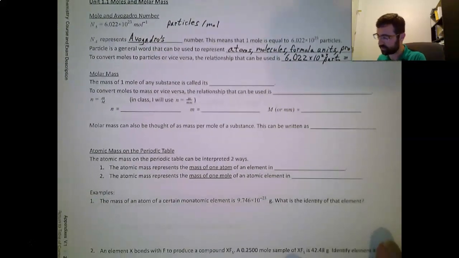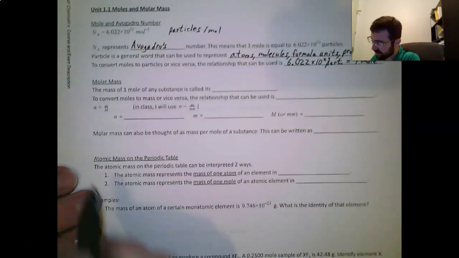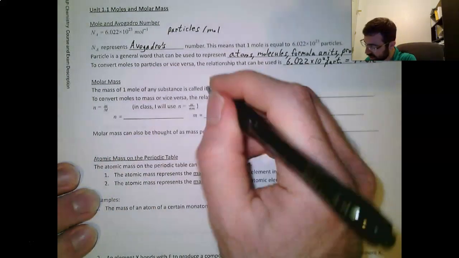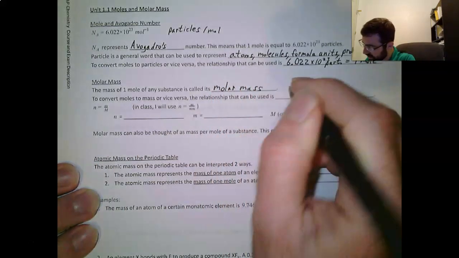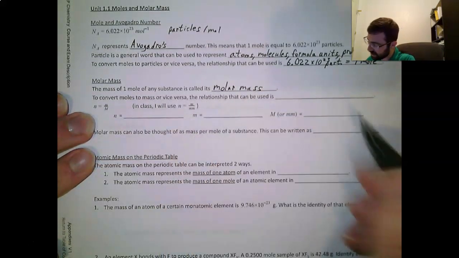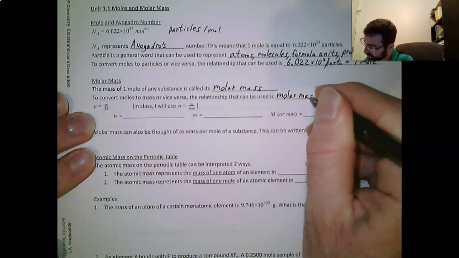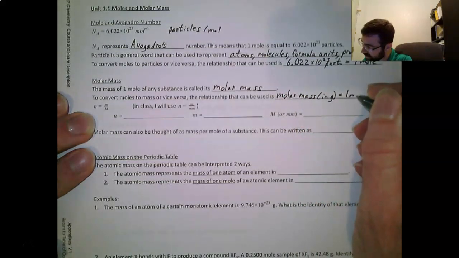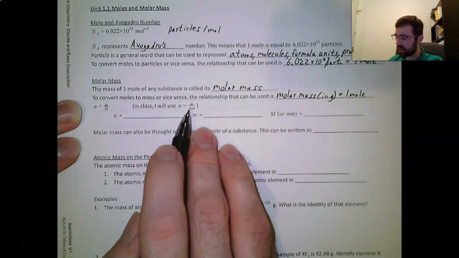All right, the molar mass. So this is particles. Down here we talk about molar mass. Molar mass is the mass of 1 mole of any substance. Mass of 1 mole of any substance is called its molar mass. To convert moles to mass or vice versa, from mass to moles, the relationship that can be used is molar mass in grams equals 1 mole of the substance. To convert moles to mass or mass to moles, we'll use that conversion factor.